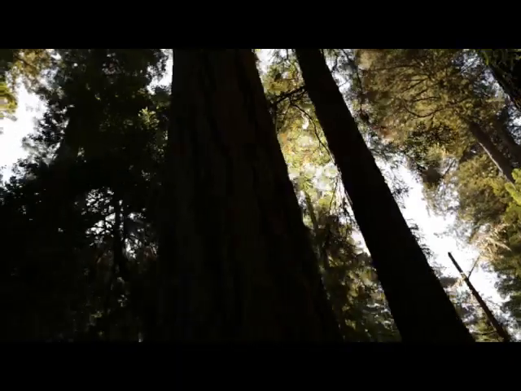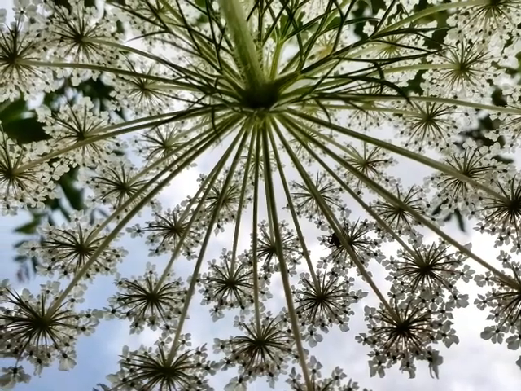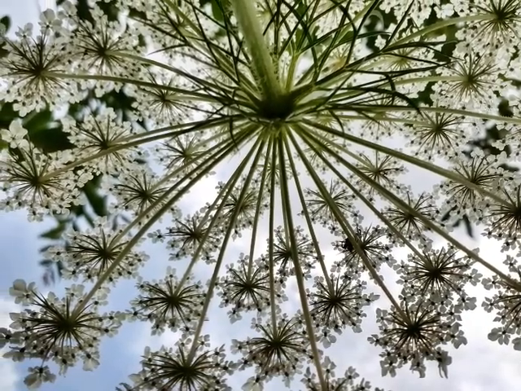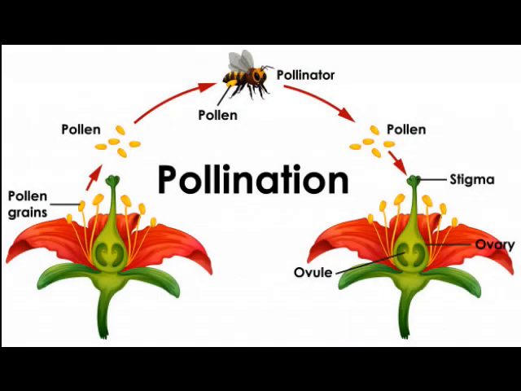Our world exists because of plants that photosynthesize and produce oxygen for us to breathe, and plants that clean our air of impurities. Essential in this process is pollination. Pollination is defined as the transfer of pollen grains from the male parts of a plant to the female parts of a plant, resulting in fertilization and the production of seeds.